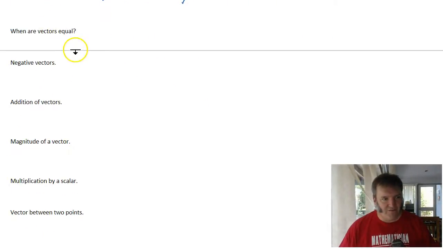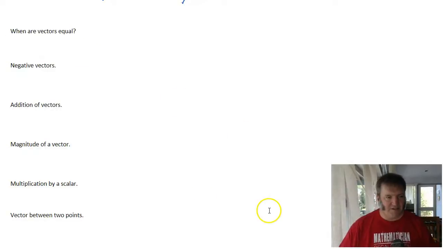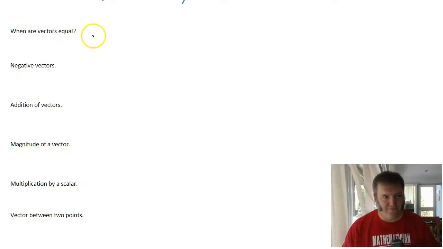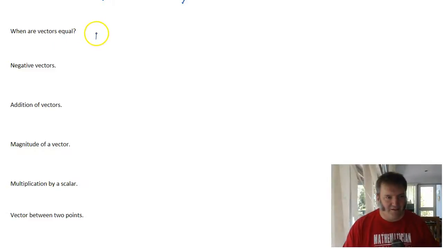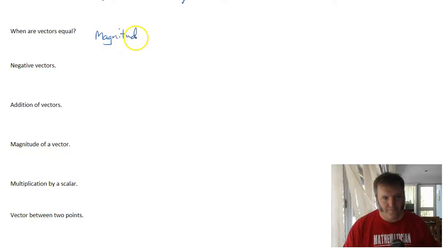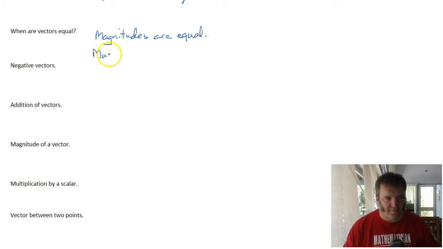What else did we cover? When are vectors equal? This was pretty easy. I don't even need to stick some space in there. What do they have to do to be equal? They have to have the same magnitude. So the magnitudes are equal. And what's the other thing? The directions must be the same. The same direction.